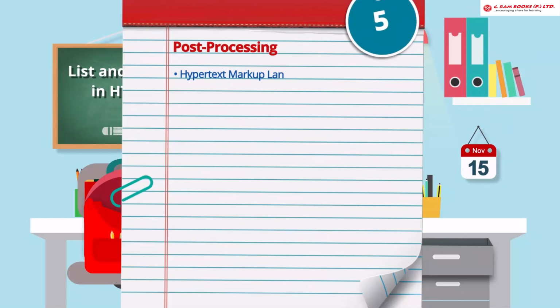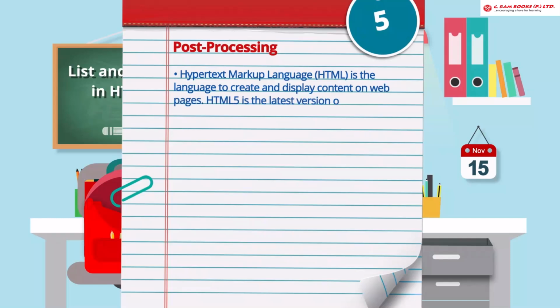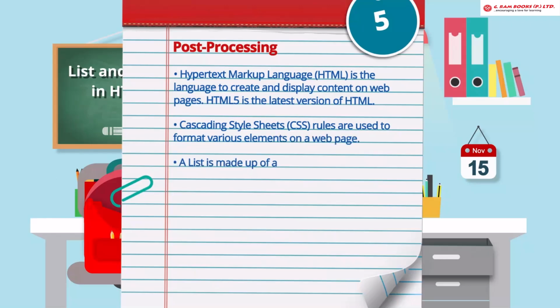Hypertext Markup Language (HTML) is the language to create and display content on web pages. HTML5 is the latest version of HTML. Cascading Style Sheets (CSS) rules are used to format various elements on a web page. A list is made up of a number of related items written consecutively to display information in an easy-to-read and eye-catching form.